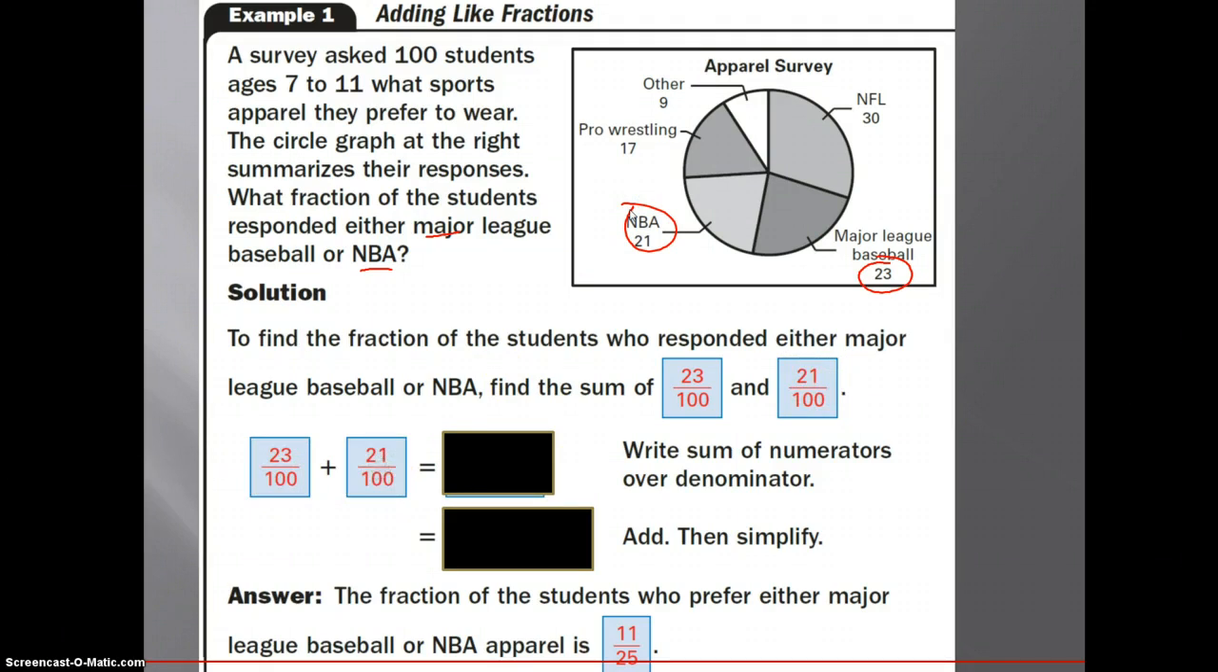So add 23 plus 21 over 100, and you get 44 over 100, which simplifies. You have to simplify to 11 over 25. Remember to always simplify the fraction.